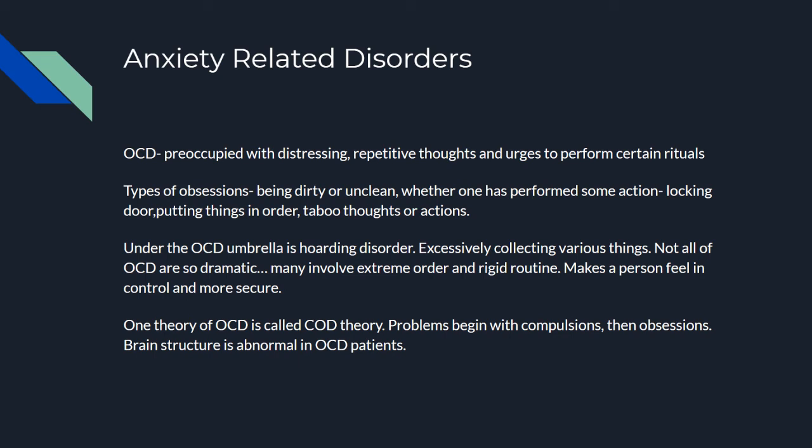Types of obsessions are being dirty or unclean, whether one has performed some kind of action like locking a door, putting things in order, and taboo thoughts and actions, such as one's spouse being poisoned or committing immoral acts. Under the umbrella of OCD is hoarding disorder. It is excessively collecting various things.